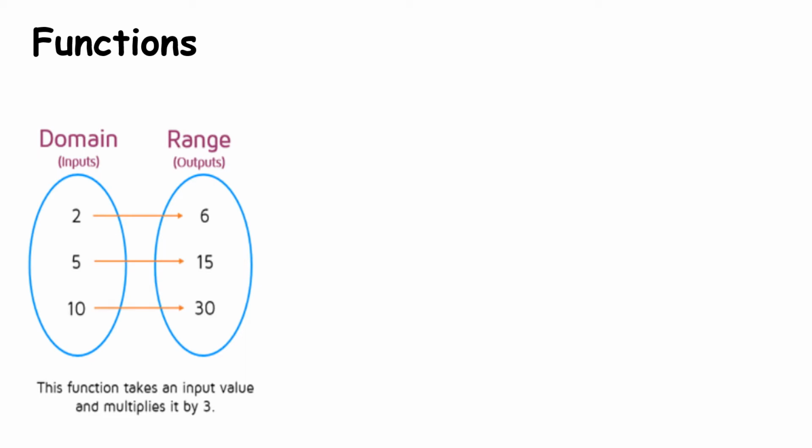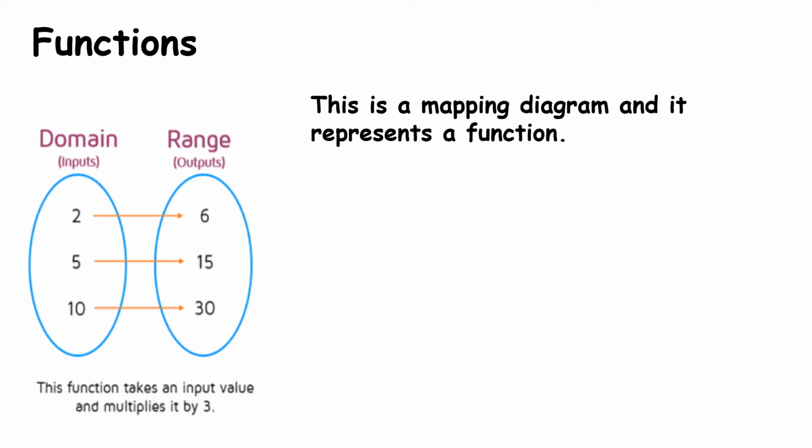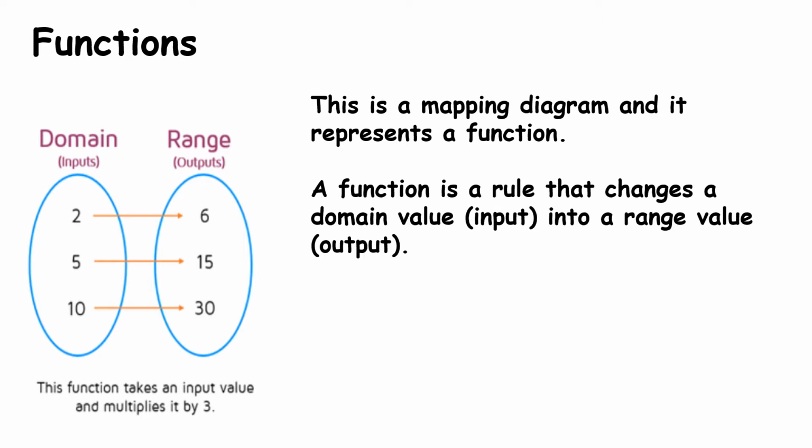So let's take a look at a function. So we have here a domain or an input, and it creates an output. A function is a rule that creates an output for a given input. In this example, the function is take an input value, so let's take 2, and multiply it by 3, which gives us 6. So this is a mapping diagram, and it represents the function that we've just been talking about.